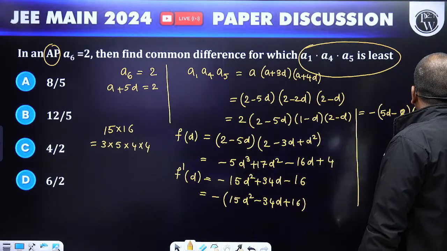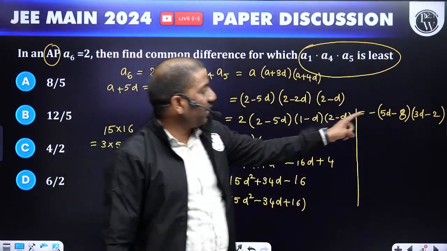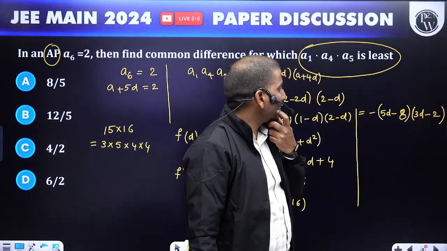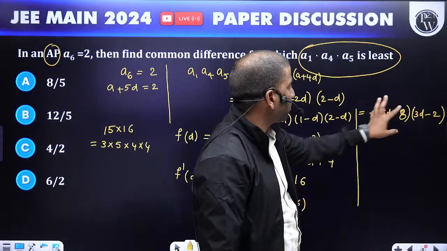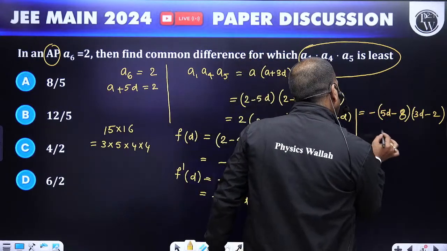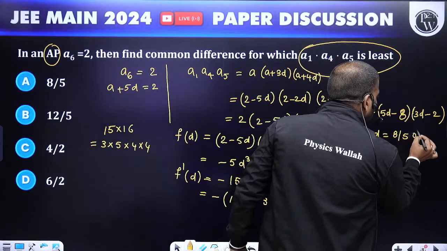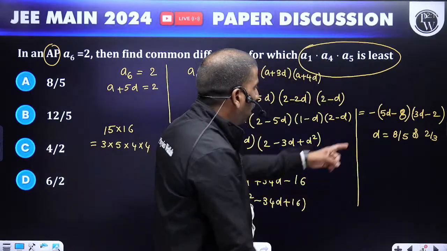And here coming to the 2. Once look at here: 5d, 3d, 15d square, 5d, 2. So minus 10d, and this is 24. Minus 10 minus 24, that is minus 34, 16. So d is equal to 8 by 5 or 2 by 3. There are two options, 2 by 3 or 8 by 5.